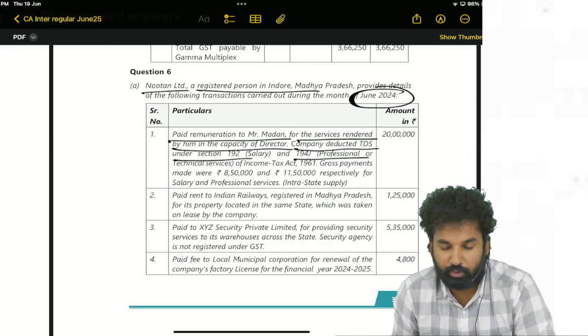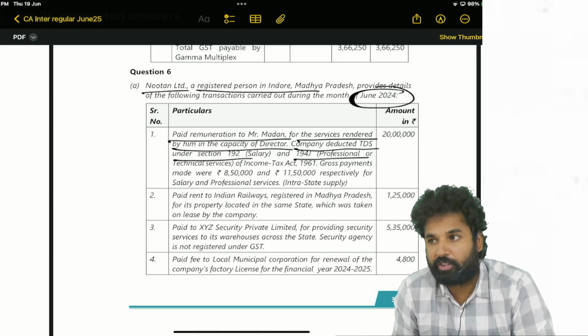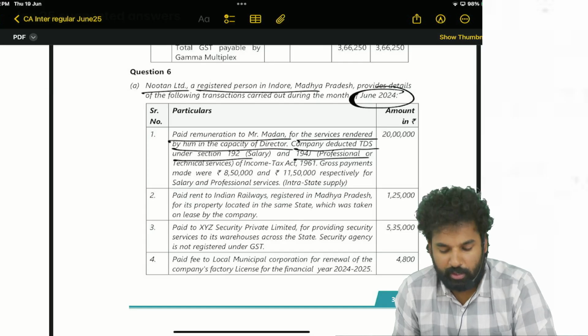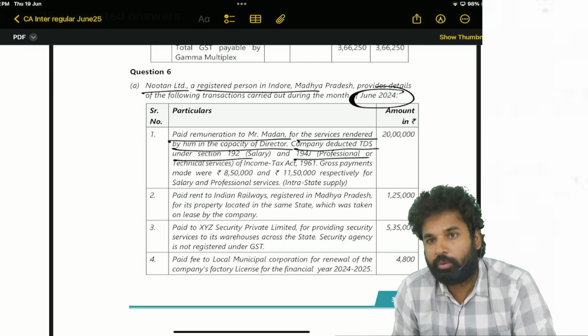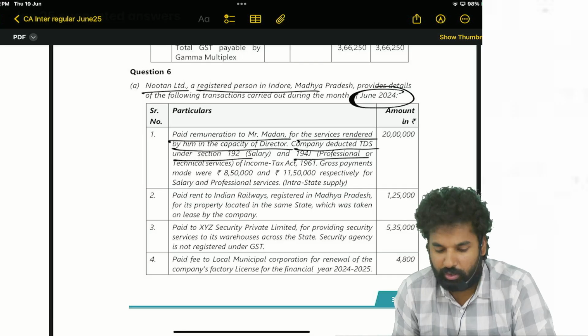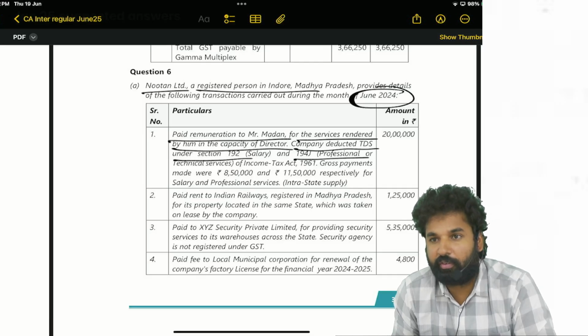What has to be done? Total 20 lakhs they are paying. What has to be done? On 8.5 lakhs, employee relationship, not a supply. On 11 lakh 50,000, supply made by director to company, company has to pay GST under reverse charge. So 11 lakh 50,000 under reverse charge.